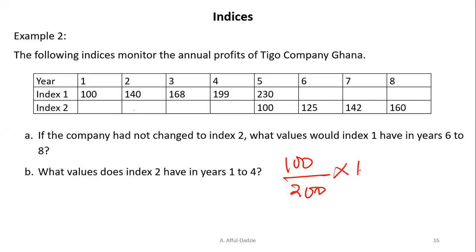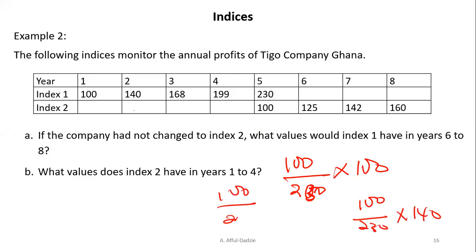So we take the first one by 100, and it will give us this. We will now take again 100. Oh, sorry, it's 230, not 200. Forgive me. 230 times 140. Then you have again 100 over 230 times 168. Then again 100 over 230 times 199. So with this, it gives us the values for index 2.